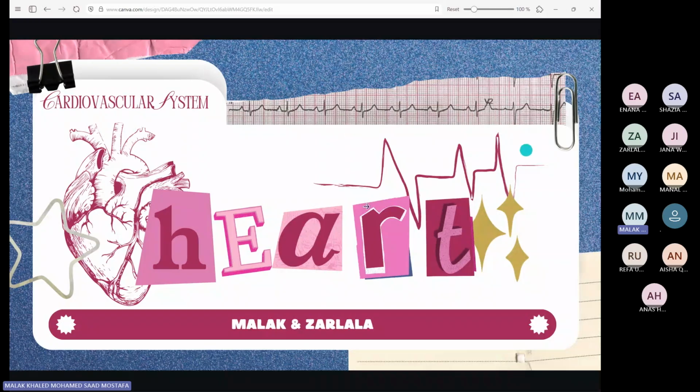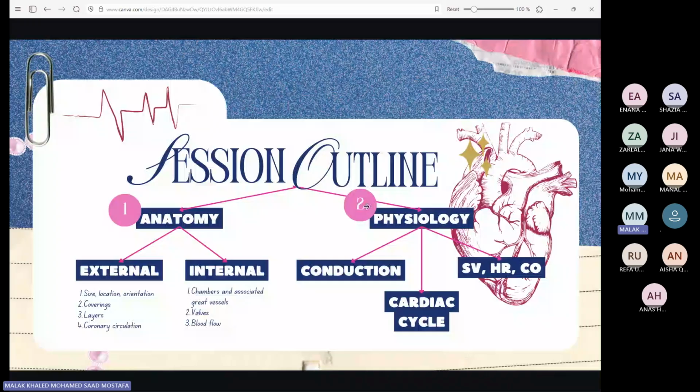So, quick session outline. We've split it again, anatomy and physiology. I'll be giving you the external anatomy part, and then Zarlala will take over for internal. And then I'll be going through conduction and cardiac cycle, and then Zarlala again will give you the stroke volume, heart rate, and cardiac output physiology bit.